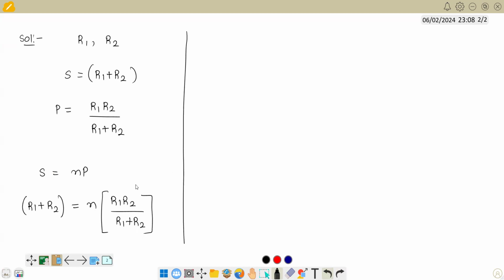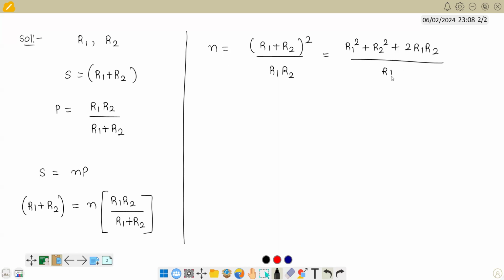Now let us get an expression for N. So N equals R1 plus R2 whole square divided by R1 R2. Now let us expand this. We will get R1 square plus R2 square plus 2R1 R2 divided by R1 R2. So we'll get N equals R1 by R2 plus R2 by R1 plus 2.